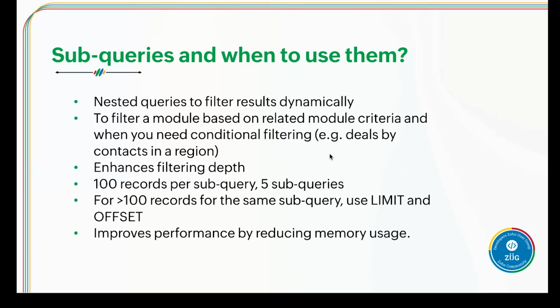Let's say the vendor's subquery has more than 100 records. Let's say it's at 200 records. So how do you get the other 100? It's simple. Just like any other select query, you can use the limit and offset options to paginate and get the required number of records. Another advantage of using subquery is that it improves performance by reducing memory usage.